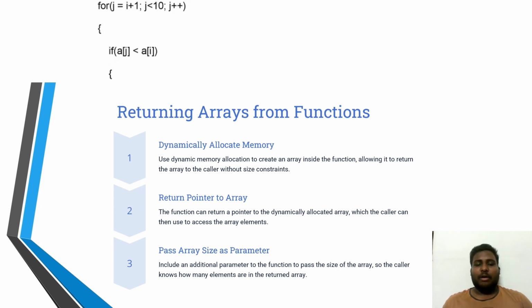The function can return a pointer to a dynamically allocated array, which the caller can then use to access the array elements. Pass the array size as a parameter, an additional parameter for the function, so that the caller knows how many elements can be returned from the array.